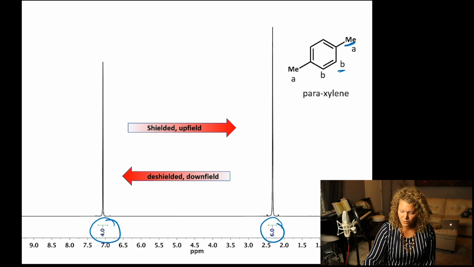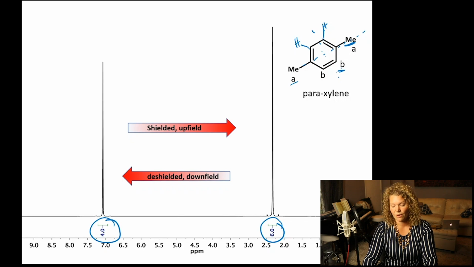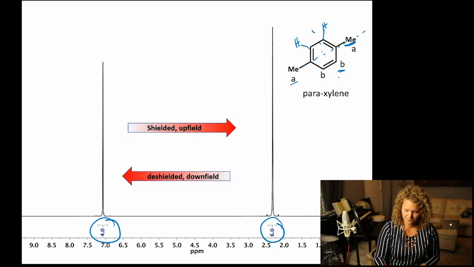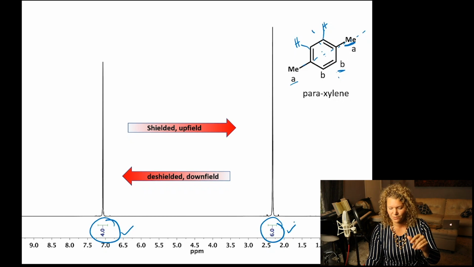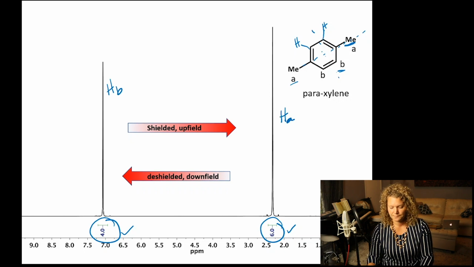Paraxylene, we can see the symmetry that we have here. The methyls are equivalent. That's why we have A and A. And I should just note here, these two hydrogens are equivalent, and the hydrogens across this plane of symmetry are also equivalent. So that's why we have a signal of 4 hydrogens. So our integration could help us with this. We know that we have 4 aromatic hydrogens, that would be HB, and then we have 6 aliphatic, which would be HA.